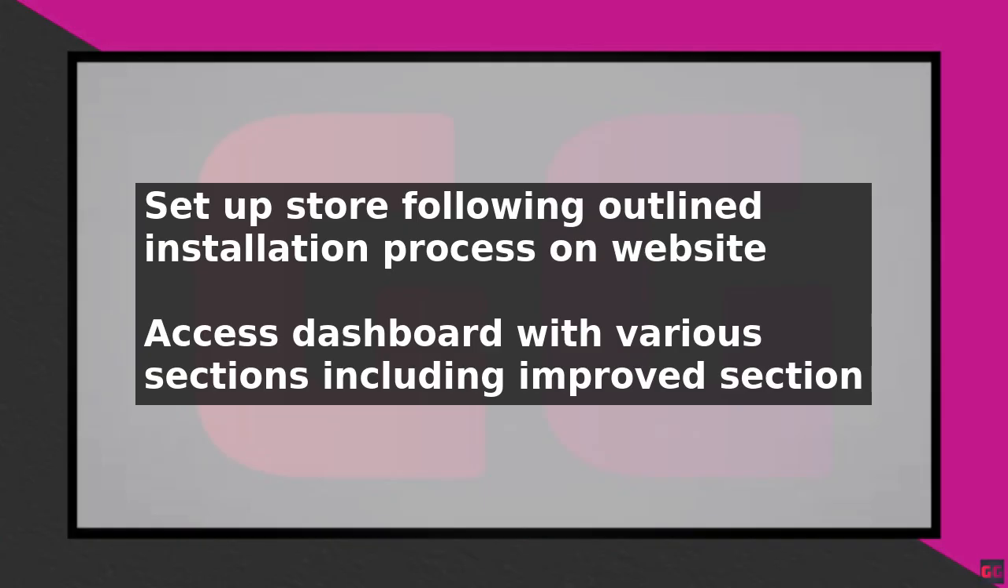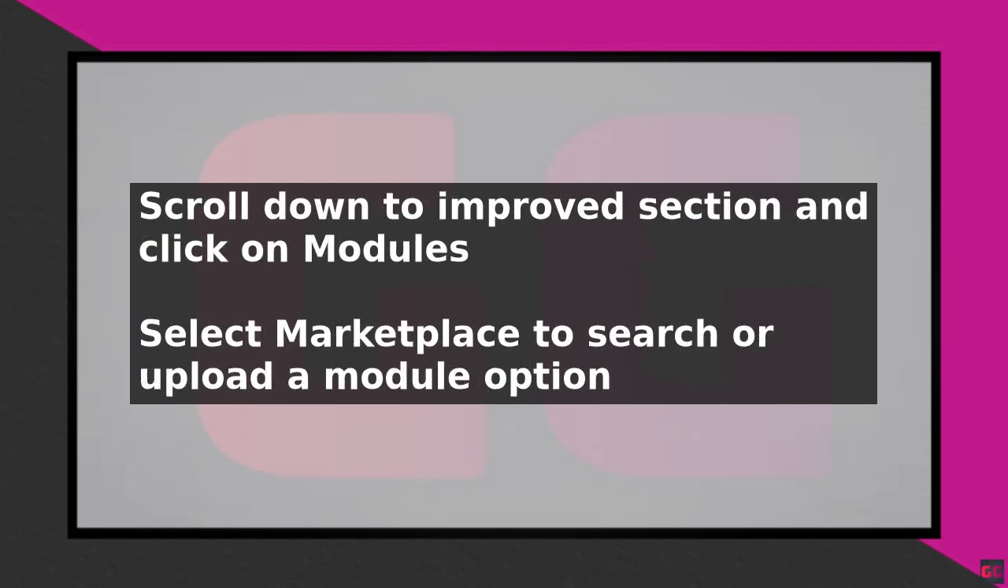Upon setting up your store, you'll see a dashboard on the left-hand side with various sections, including the Improved section. Scroll down to this section and click on Modules. Then select Marketplace. From here, you can either search for a module or click on Upload a module.